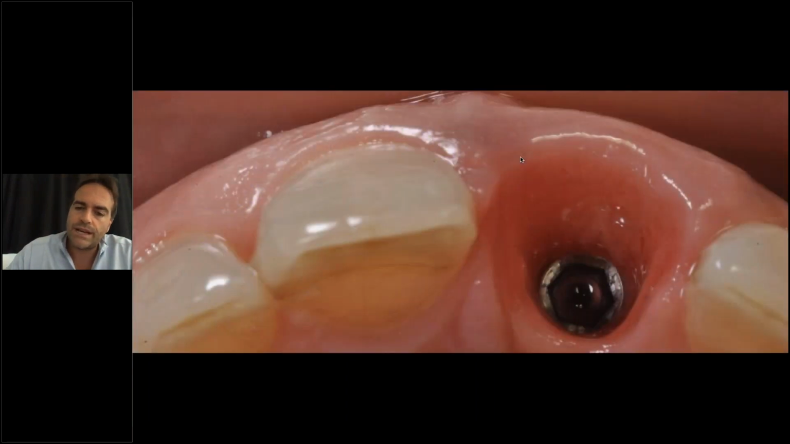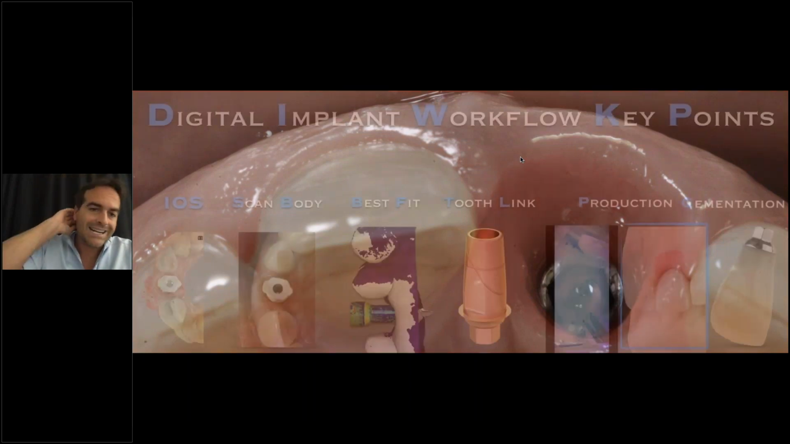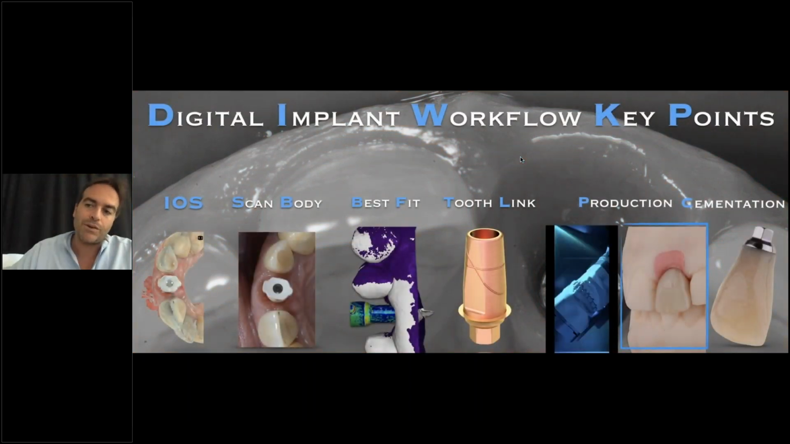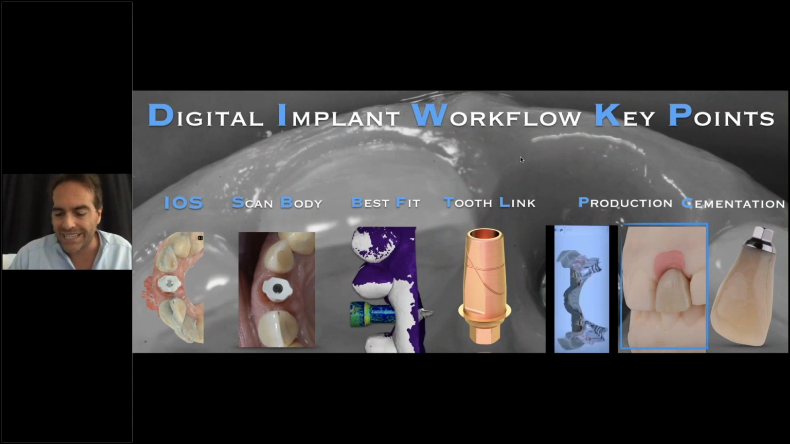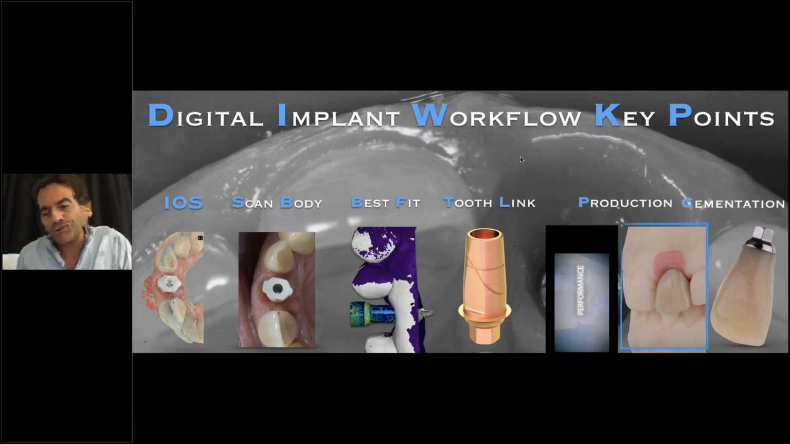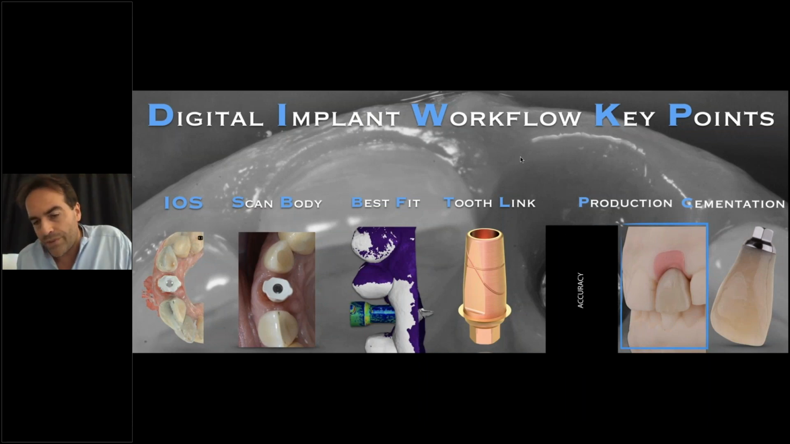And so we have discussed that in the posterior areas, we have this opportunity to do a model-free workflow. But in the anterior area, we have one step more, because most of the time in the anterior area, we don't want to go for a monolithic restoration. We want to go for a porcelain fused to zirconia restoration. And so what are the digital implant workflow key points? In other words, what is the recipe, exactly as a cookbook, to create and produce this restoration?